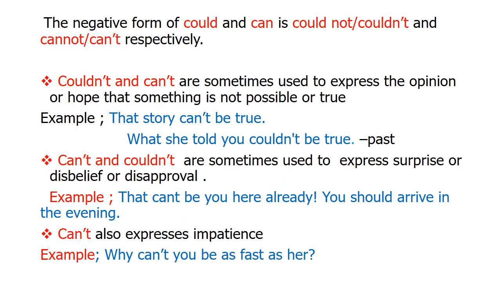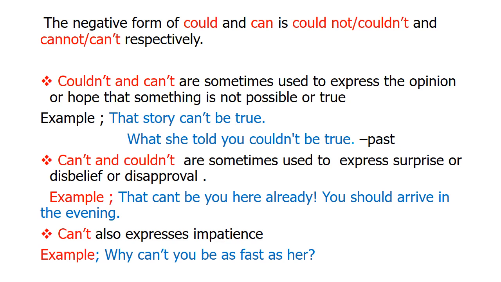The negative form of could and can is could not, couldn't, and cannot or can't respectively. Couldn't and can't are sometimes used to express the opinion or hope that something is not possible or true. Example: that story can't be true. What she told you couldn't be true. I want you to notice how can't and couldn't be have been used in the present and the past.